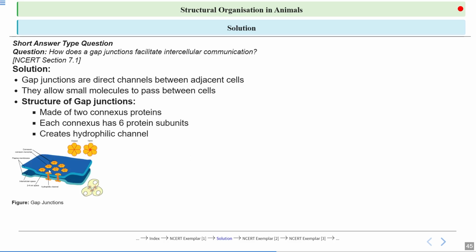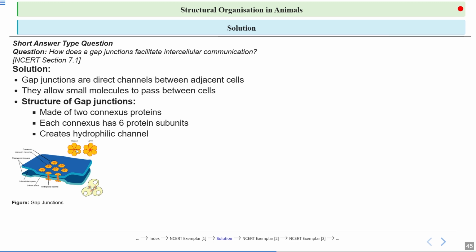Here you can see these flower-like things. They are the protein called connexon protein. And each connexon has 6 protein subunits. You can see 1, 2, 3, 4, 5, 6, right? This is closed. When they twist, they get open. You can see there a red color opening-like thing, right?